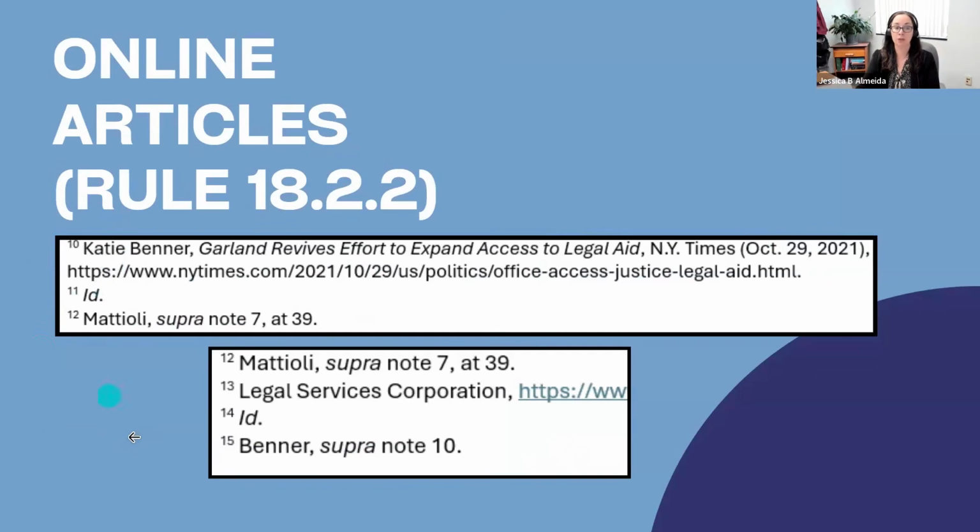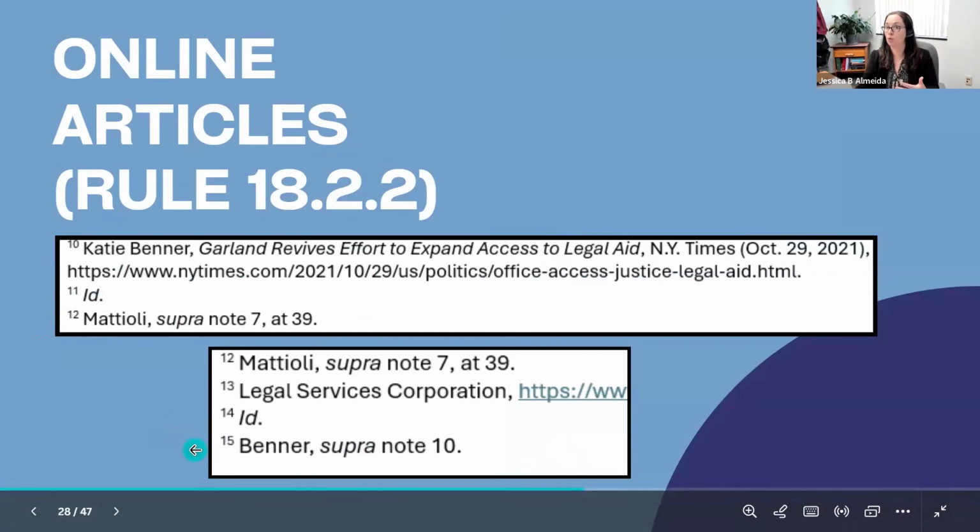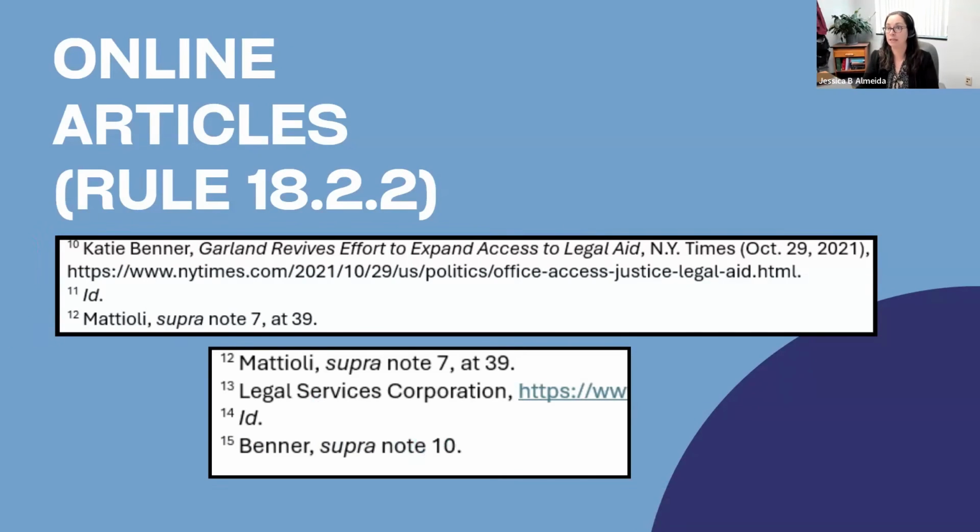Later on, you will see I want to cite to Benner again. So in footnote 15, I do a supra note. So Benner, comma, supra, which is of course italicized, note 10. And so what I'm telling the reader is I'm citing to this again. Please see footnote 10 for the full citation.